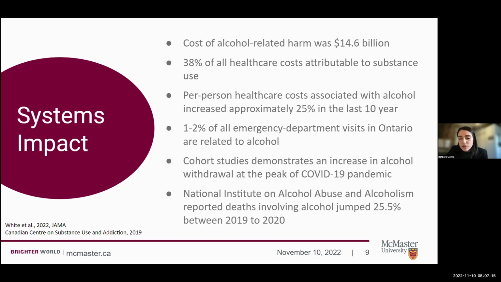They did increase 25% in the last 10 years, and about 1 to 2% of all emergency department visits are related to alcohol. And there have been studies to show that the use of alcohol as well as alcohol withdrawal have peaked with the COVID-19 pandemic. And deaths have also increased in that time frame, about 25.5%.